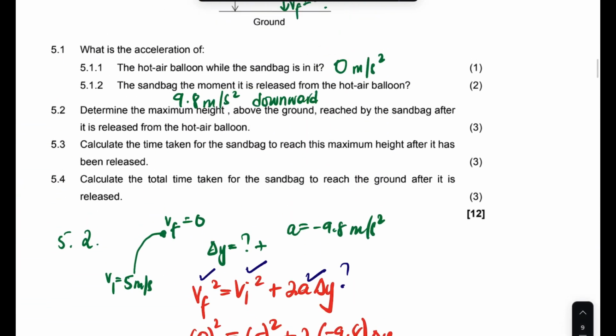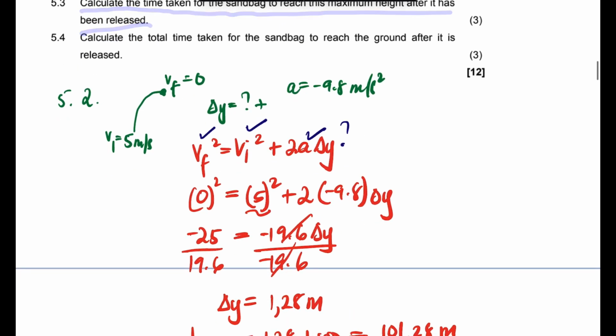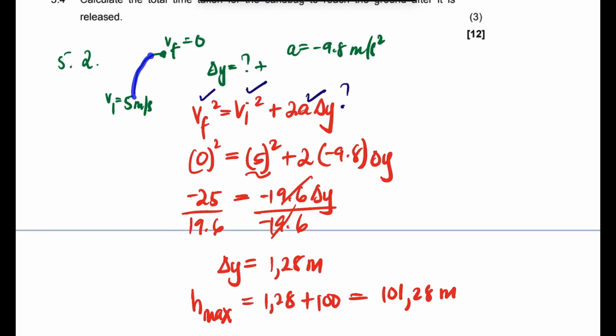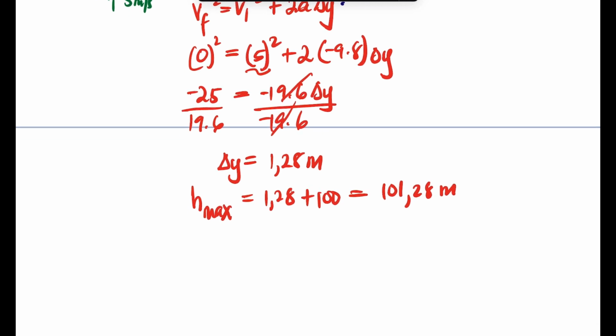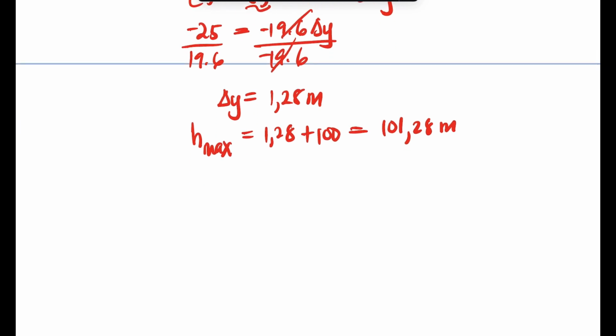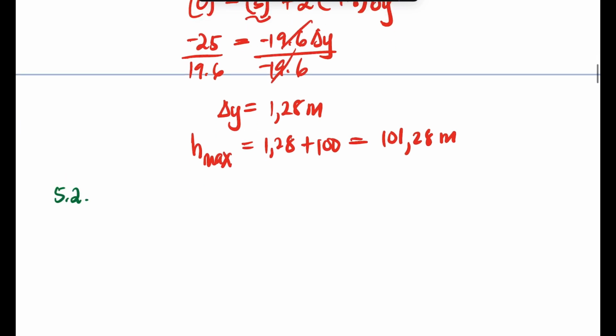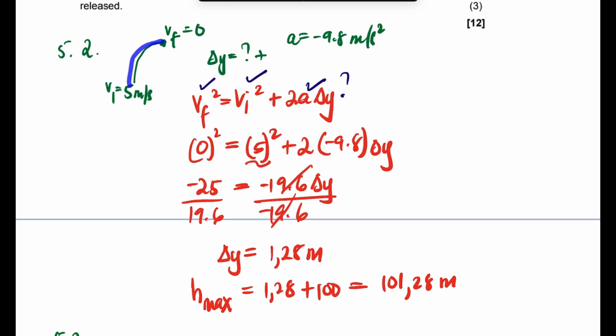Okay, that's 5.2, that's now 5.3. Calculate the time taken for the handbag to reach its maximum height after it has been dropped. Still, we're using the same thing from here to here. Guys, it depends on what direction you have chosen. So it depends on the direction, but here we chose upward is positive. So 5.3, we want the time from here to here.